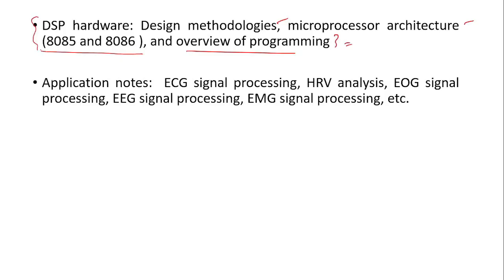But why is it necessary? This is necessary because some of the students are from a non-engineering background. Because of that, it will be discussed, because when they go for biomedical instrumentation and other higher level courses, they need a basic understanding of this. Then application notes: we'll be discussing ECG signal processing, HRV analysis, EOG signal processing, EEG signal processing, EMG signal processing, etc. Okay. So this would be your overall course structure.